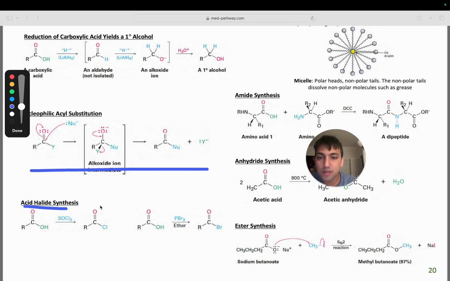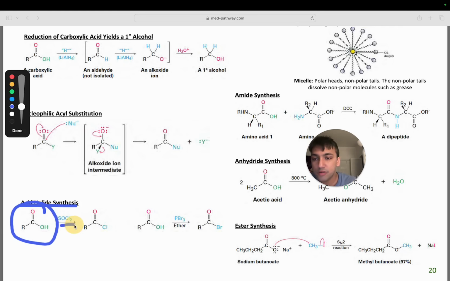Now we have acid halide synthesis. This is the exact same thing that I just told you, but it's with halides. So this Y over here is going to be one of the halides, like a chloride, right? So how do we form that acid halide? We're going to take that carboxylic acid. I remember it as thionyl chloride, SOCl2. That's always how I remembered it in organic chemistry class. But basically you take SOCl2, and that's how you replace this with a chloride instead of the hydroxide.